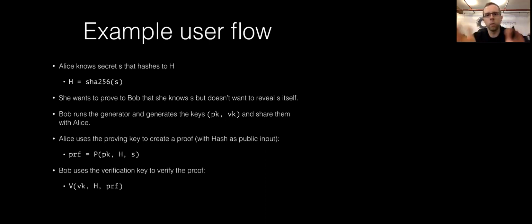Whereas the ZkSnark is non-interactive. The N in SNARK stands for non-interactive. And the good thing there is that the proof is just like a blob, and Bob can just verify that blob. But yeah, good question.